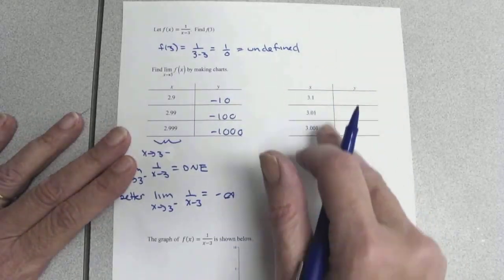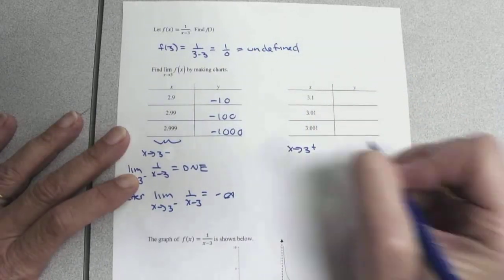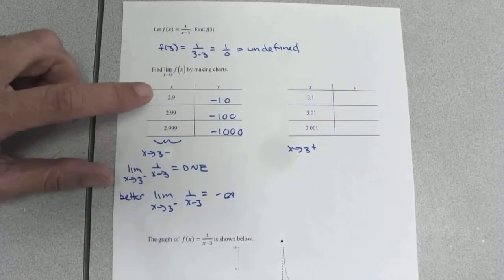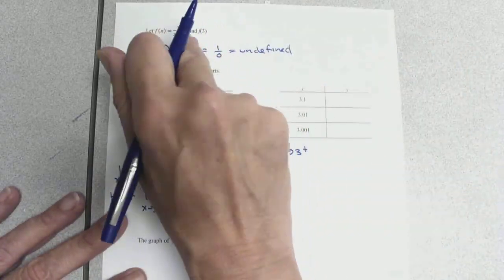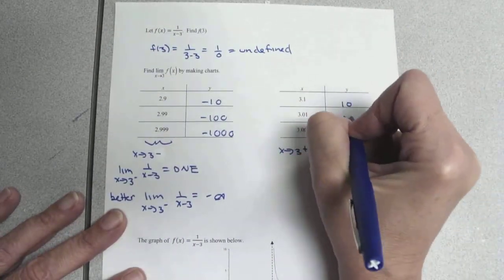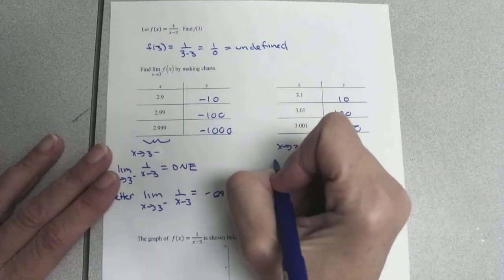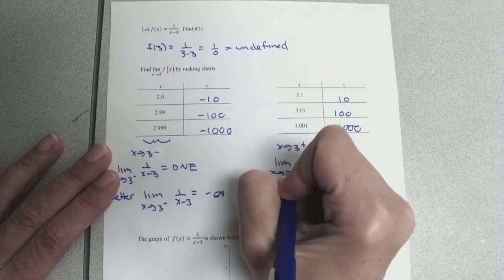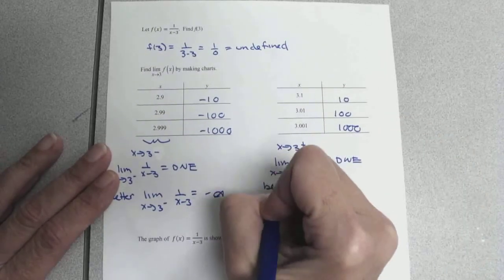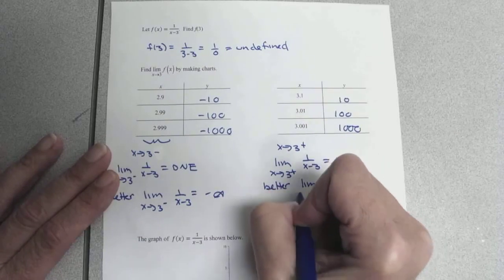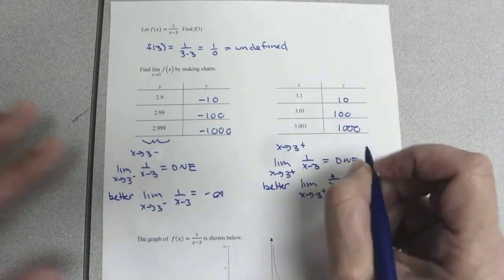Same thing over here. We got 3.1, 3.01, 3.001. The numbers are larger than 3, so x approaches 3 from the right. Less than 3, left. Notice less and left, both L's. I plug into 1 over x minus 3, and I get 10, 100, 1,000. And we get pretty much the same idea here, that the limit as x approaches 3 from the right of 1 over x minus 3 does not exist, but the better answer, and the answer I want, is the limit as x approaches 3 from the right of 1 over x minus 3 equals infinity.